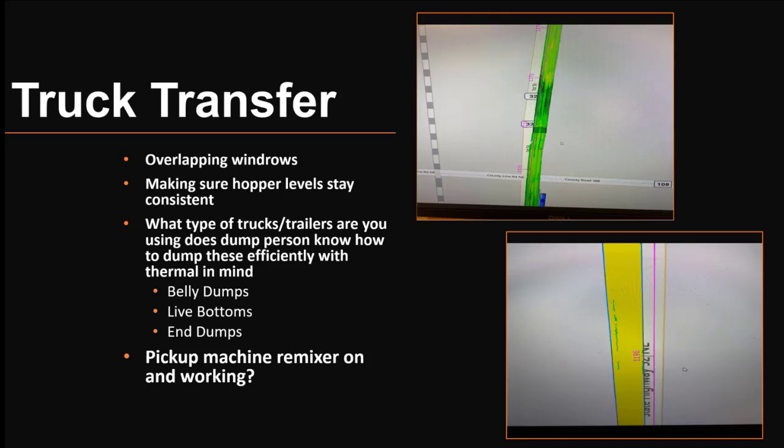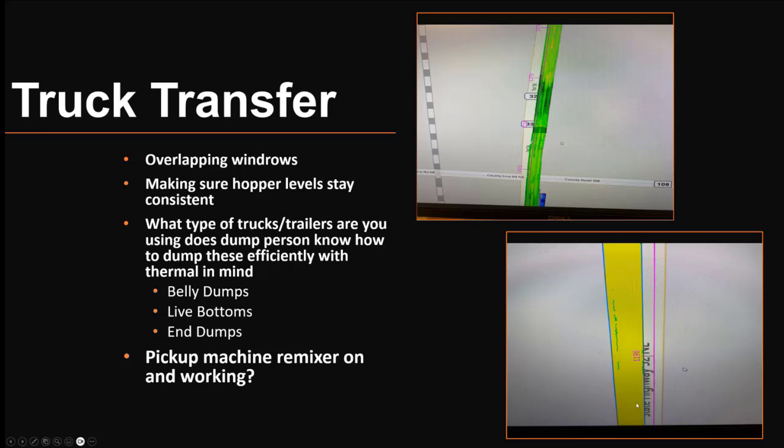First, truck transfers. Best practice is overlapping windrows and keeping your hopper level as consistent as possible. What type of trucks and trailers are you using? Belly dumps, live bottoms, and end dumps all have different thermal ratings depending on the trailer. Keep that in mind if you're having trouble and wondering what's causing it. And if a remixer is working on a pickup machine, or you have some way of remixing the asphalt, it can definitely help out.